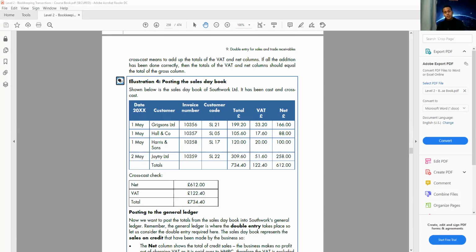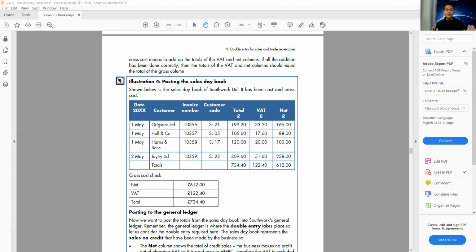The book of prime entry means when you make a sale, you record it somewhere. So when I make a credit sale, I record it on the sales daybook. When I make a credit purchase, I record it on the purchase daybook. When I return goods to my credit supplier, I record it on the purchase return daybook. When a credit customer returns goods to me, I record it on the sales return daybook. When I receive money, it goes on the cash book debit side, and when I pay money, on the cash book credit side.